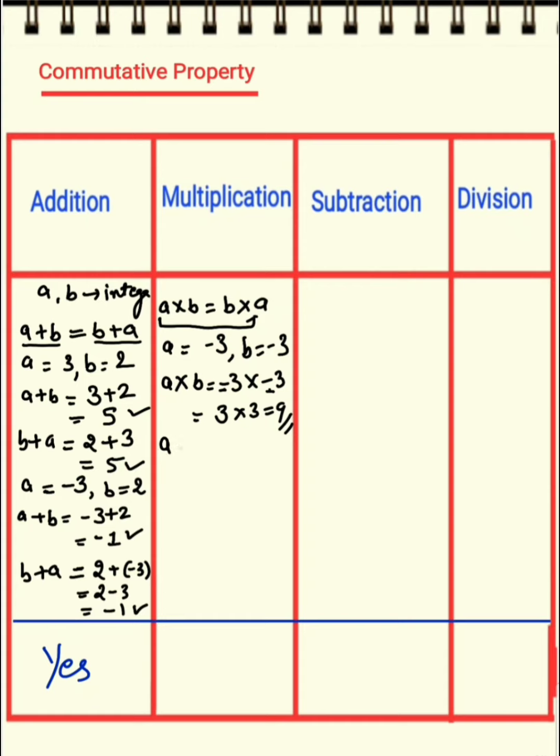Similarly, I'll take one more example. a is -5 and b is 4. Then a multiplied by b is equal to negative 5 into 4, which is equal to negative 20.